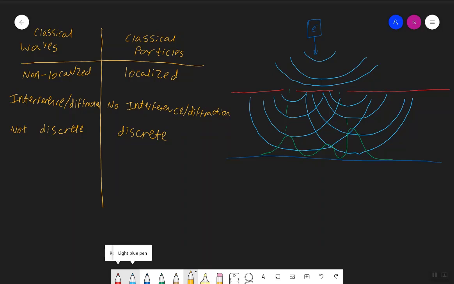But we've seen in these experiments that quantum waves and quantum particles don't fall into either of these categories. But many people say, the wave-particle duality, they fall into both categories. That's not true. So now let's look at quantum particles, which we're calling quantum particles, even though they're not fully particles as we think of them.